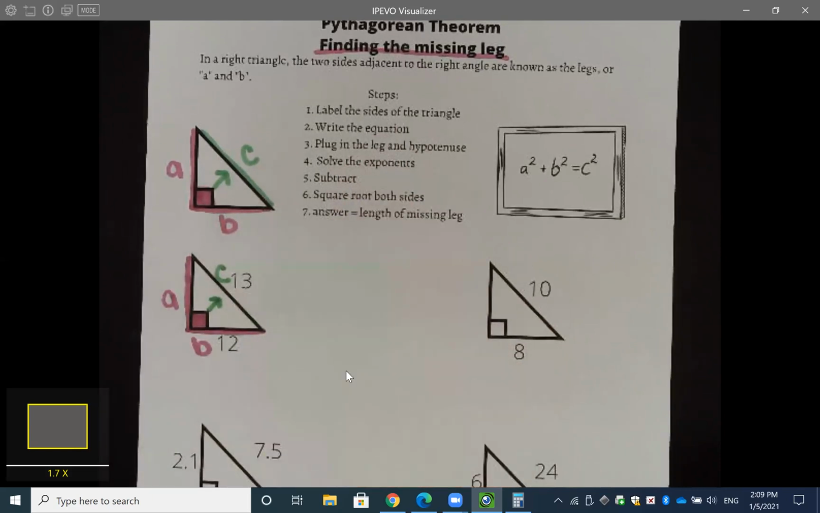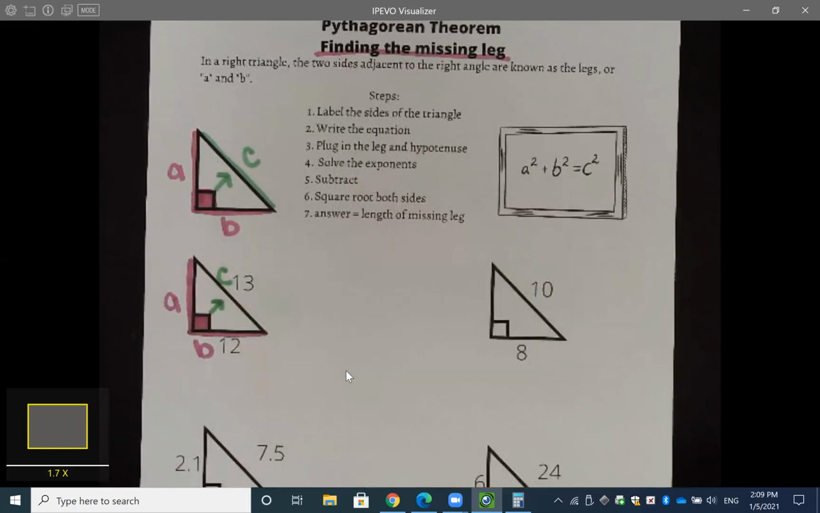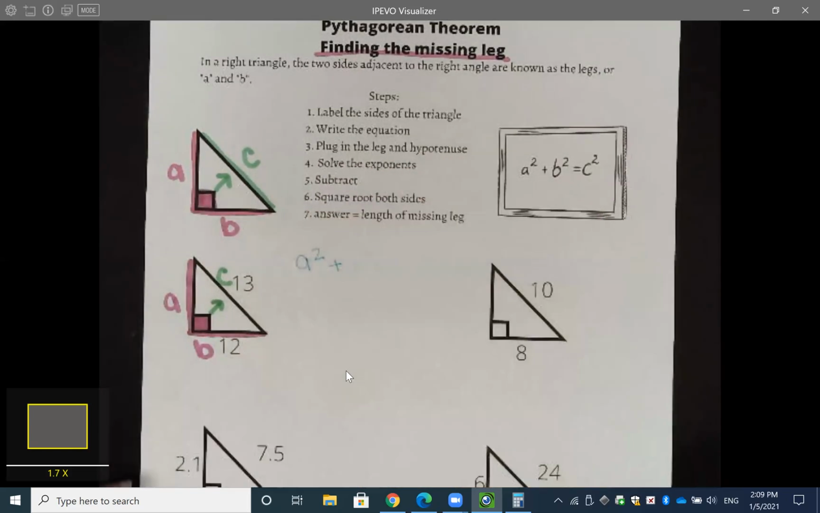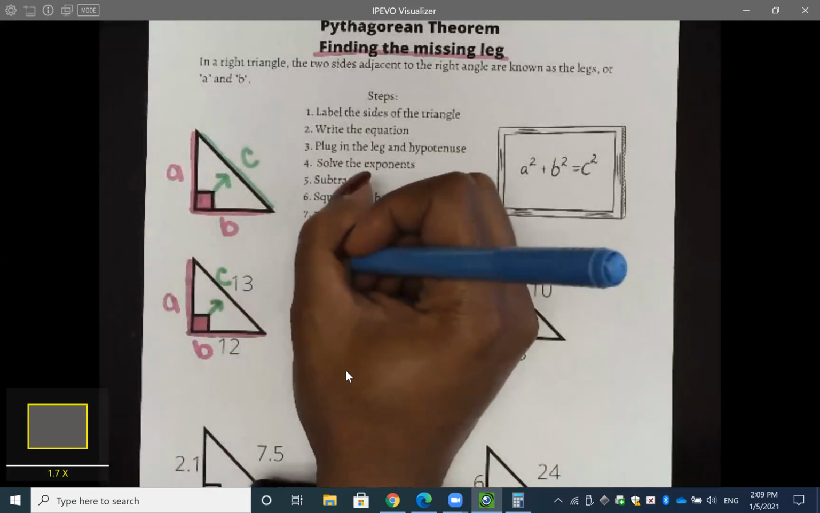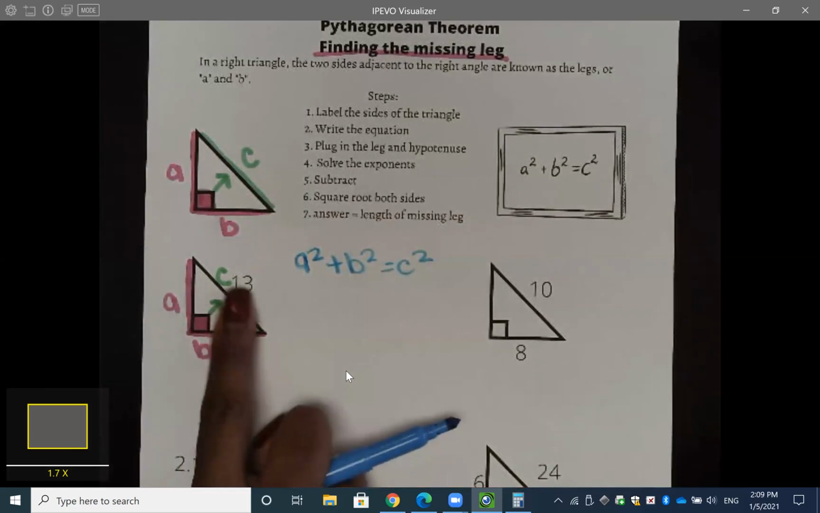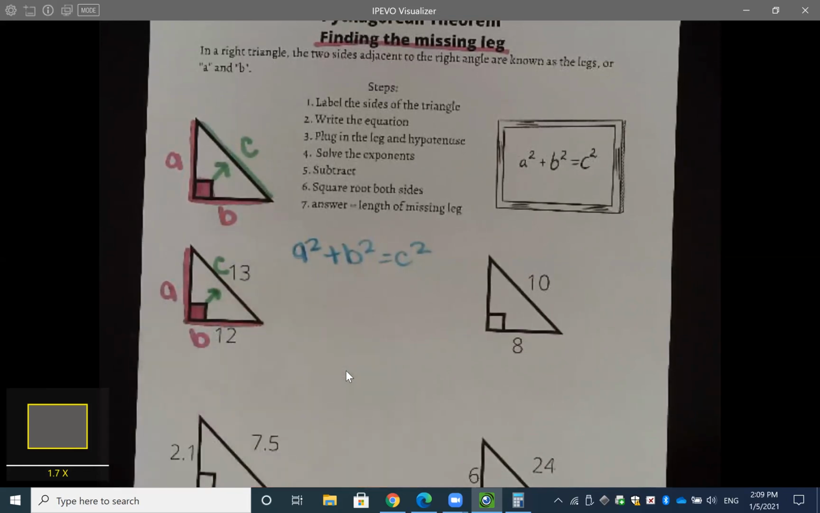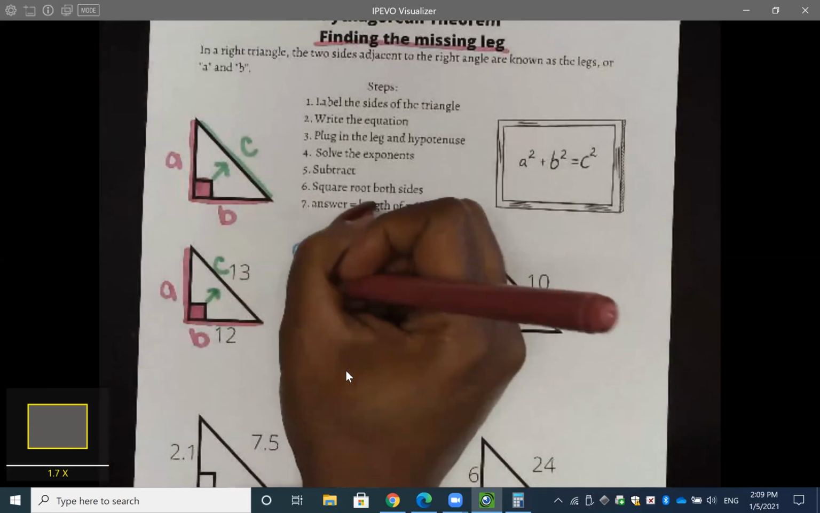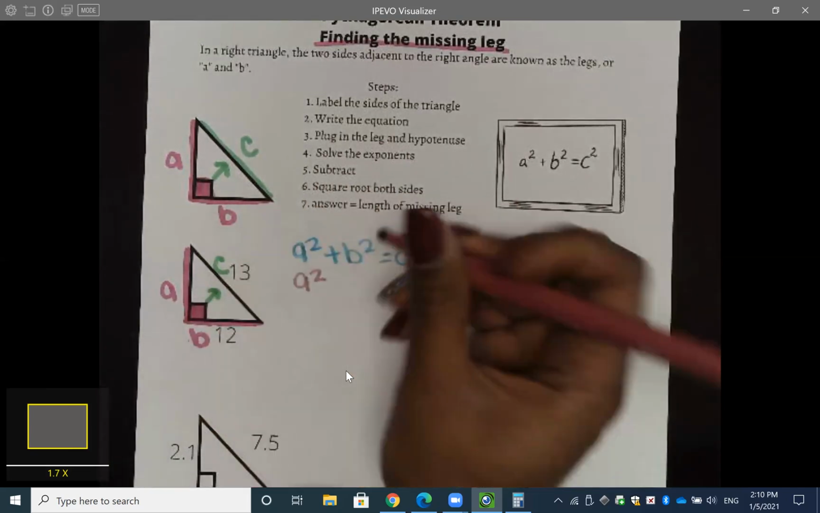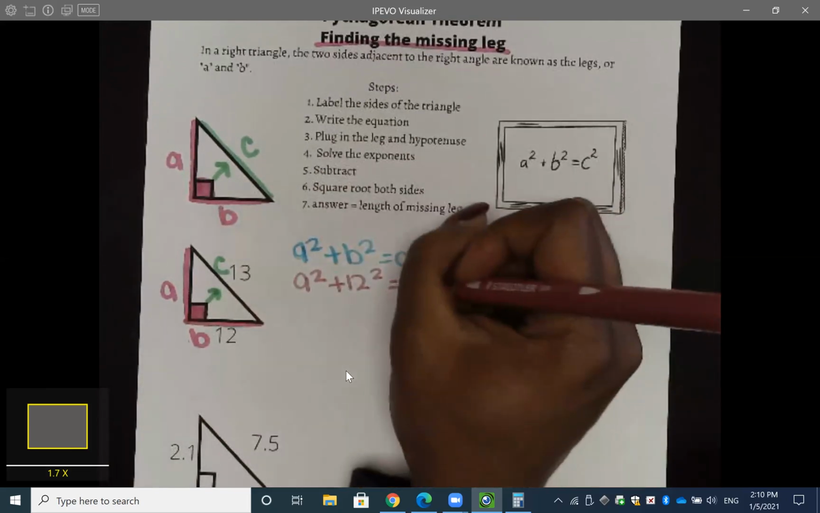Step two is write the equation. The equation that we use throughout this entire process is A squared plus B squared equals C squared. Looking at this tells me which ones I know. I do not know my A, so I'm just going to bring that down as A squared still. Now we're plugging in the leg and hypotenuse, step three. Our B equals 12 and our C equals 13.